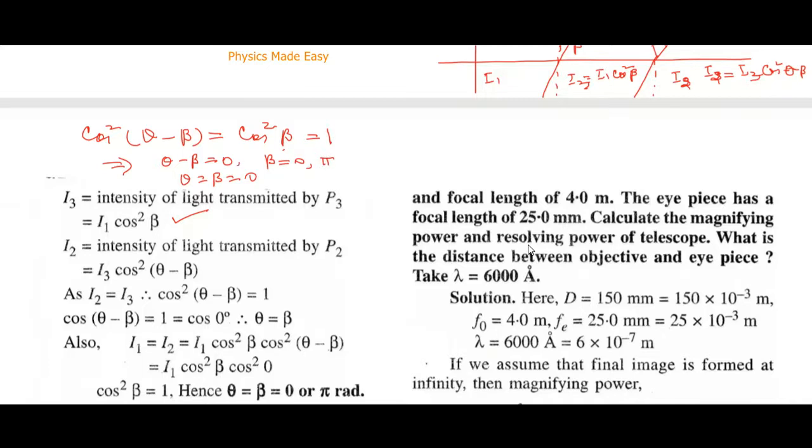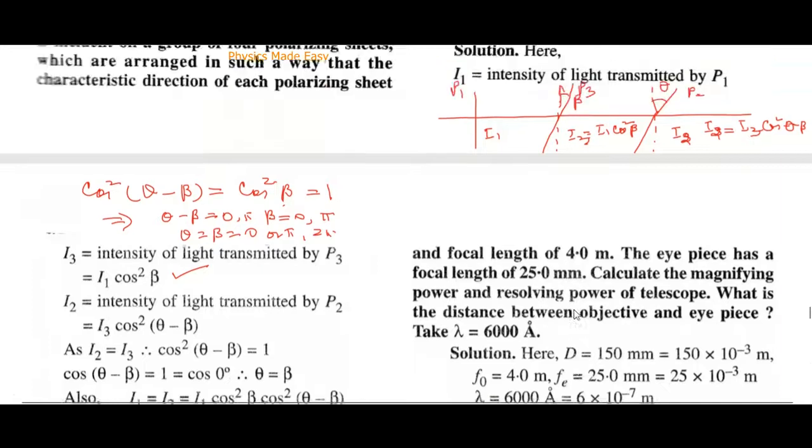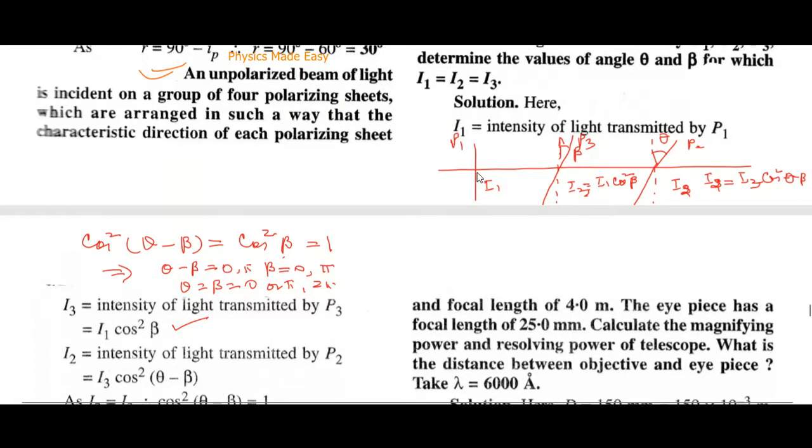Here also it can be 0 or pi, or even 2 pi like this. So these are the possible values of angles. The important point is here: this is P1 and this is P2, and P3 has been inserted in between them. This may create some kind of notation problem because we are in a habit of following, for example, P1, then P2 and P3. Here P1 and P2 are separated, P3 is placed in between them.